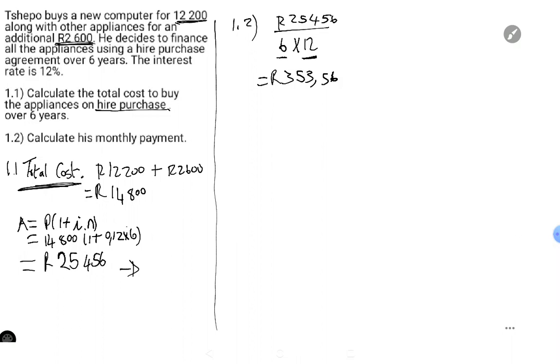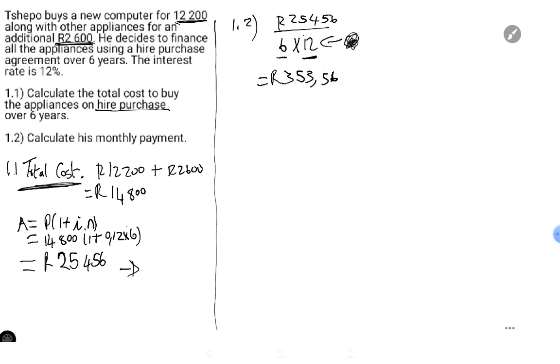25,456 rands. And so the next question says, calculate his monthly payment. So if you want to know how much he's going to pay starting from this month up until he's done with his 6 years of equal payments, you need to ask yourself, okay, if it's 6 years, how many months are there in 6 years? So here you could have had a total number which is 6 times 12, right? Or you could put it as 6 times 12 underneath that total amount. So it's up to you. You're not going to get it wrong if you have just one number there.